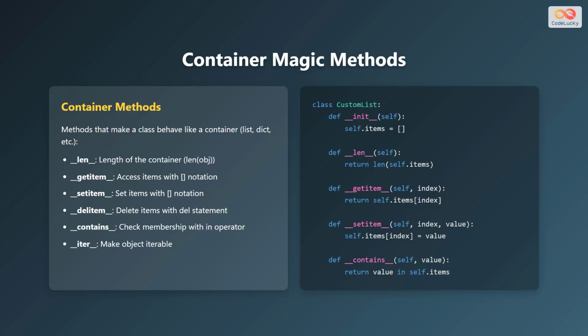The delete item method, that is __delitem__, allows you to delete items using the delete statement. The contains method, that is __contains__, checks if an item is present in the container using the in operator. Finally, the iterator method, that is __iter__, enables your object to be iterable, meaning you can use it in a for loop.